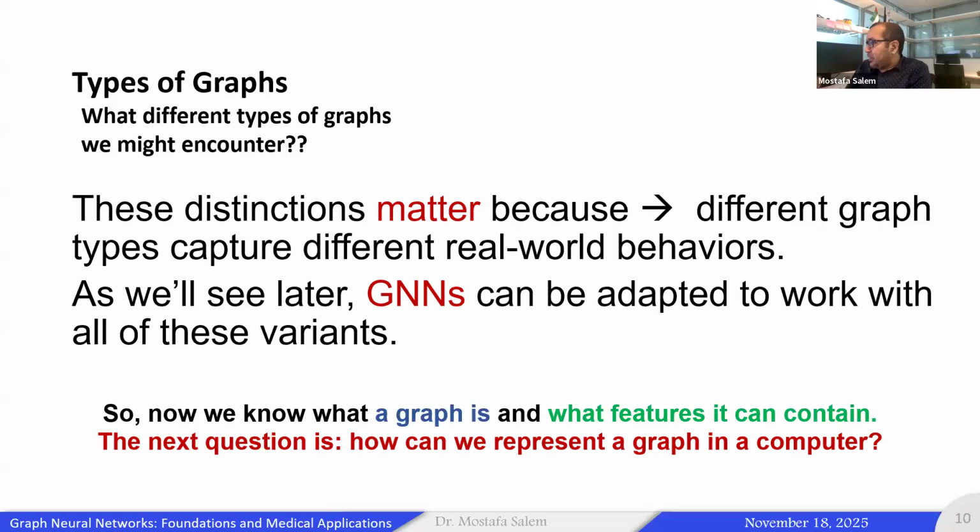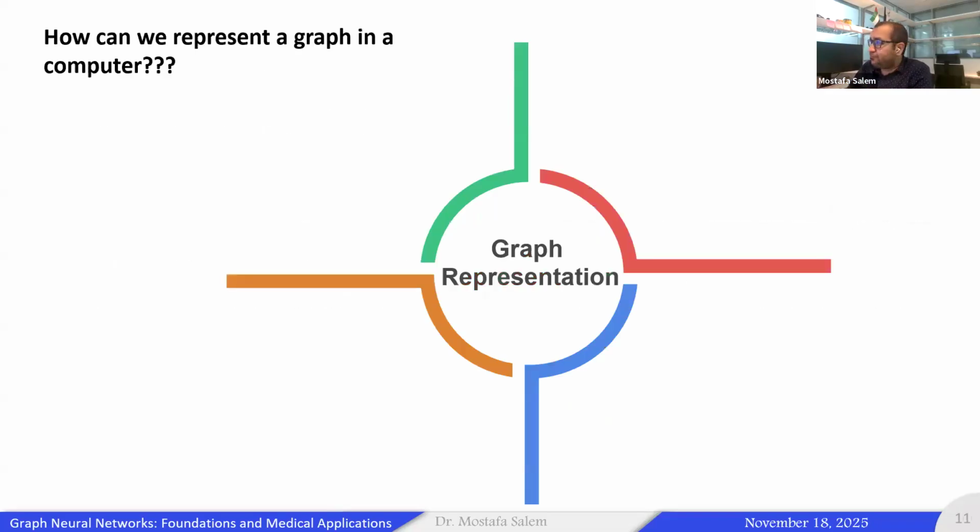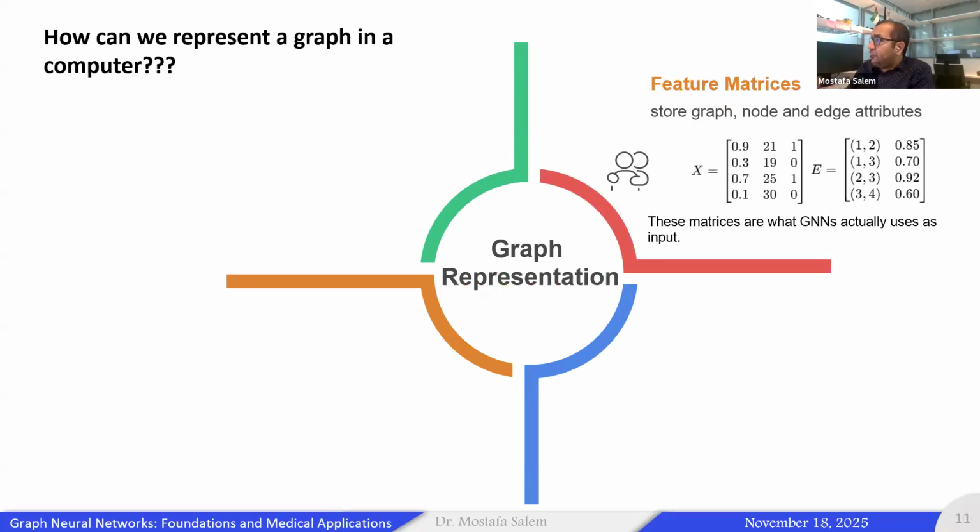Okay. So the next question is how we can represent a graph in a computer. So we know what is a graph, what are the different categories of the graph, and then we want to represent the graph in our computer. So let's talk about graph representation. For graph, I need to store what's called feature matrices. And these feature matrices are the features for each node or the features for each edge in the graph. So these matrices are what GNN will use as input to learn from this graph.